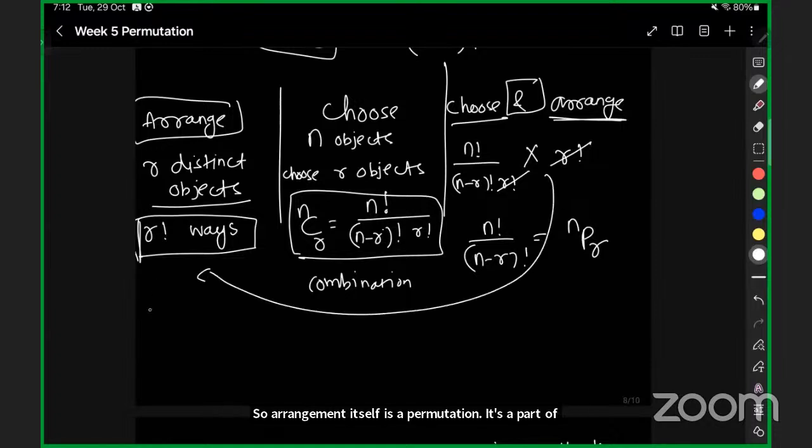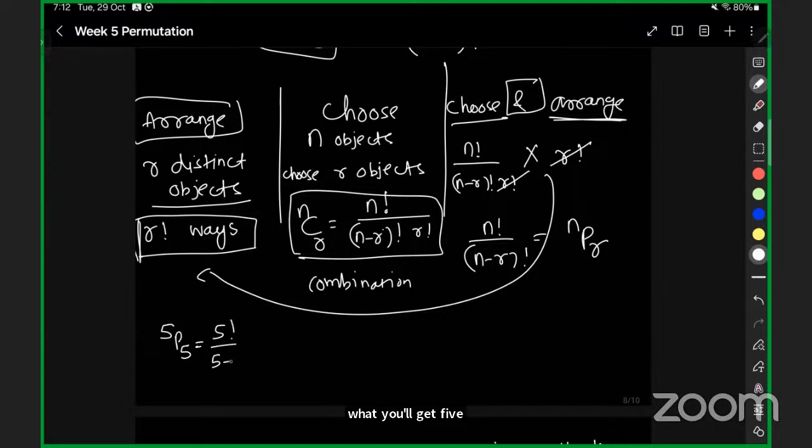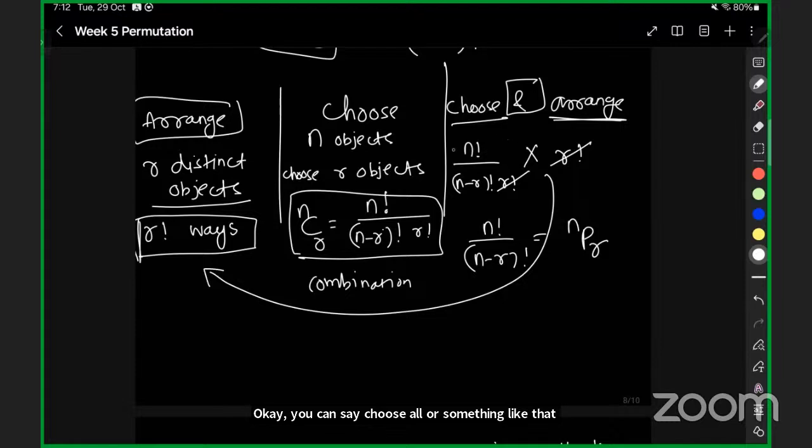Why is that? See, you have 5 objects. If you want to arrange all of them, how will you do it? 5P5. What will you get? 5 factorial divided by 5 minus 5 factorial, right? And this is 5 factorial. So arrangement itself is that. Here what I'm doing, I'm choosing all of them. You can say choose all, and then arranging. So this part is getting 1 here.